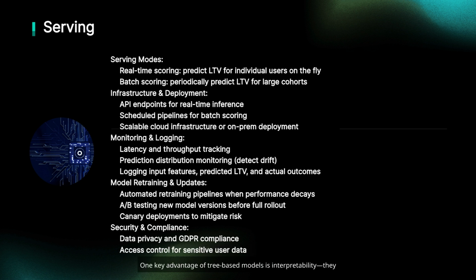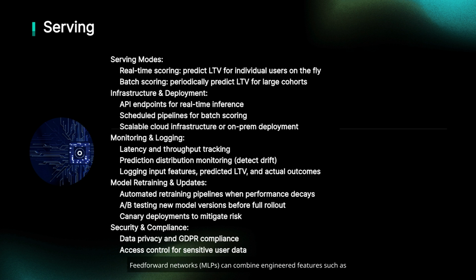One key advantage of tree-based models is interpretability. They provide feature importance scores that help product managers understand which behaviors drive LTV. However, tree models struggle to capture sequential or temporal dependencies inherently. This is where neural networks excel.